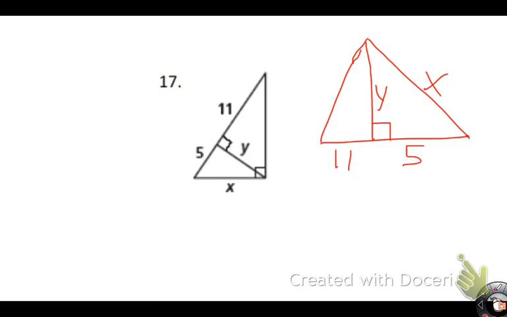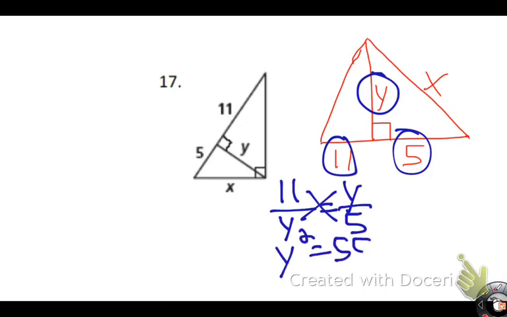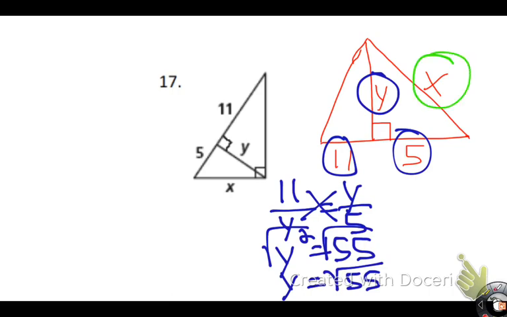All right, so now what we would do is let's find this first. So that would be 11 over y is equal to y over 5. This is the middle one, the center one. So then we're going to cross multiply. So that's y squared equals 55. And then we would take the square root of both sides. So y is the square root of 55. All right. So that'll get us the y. So then we can find the x.